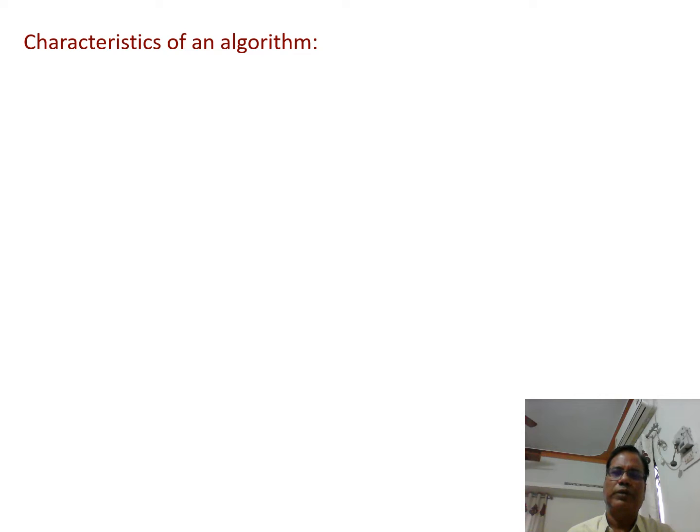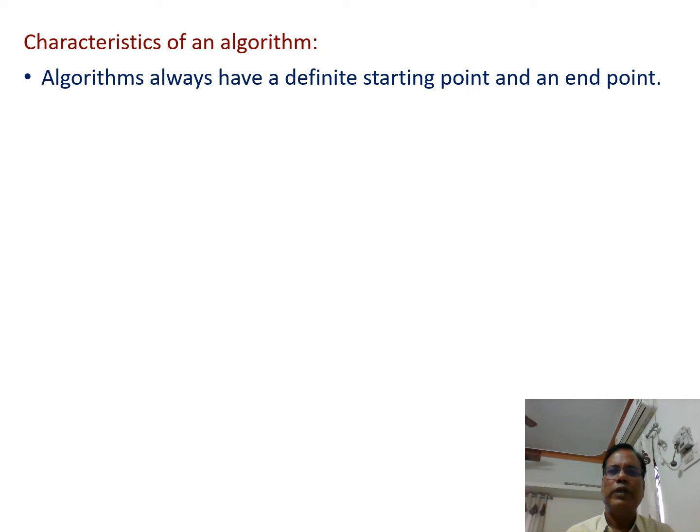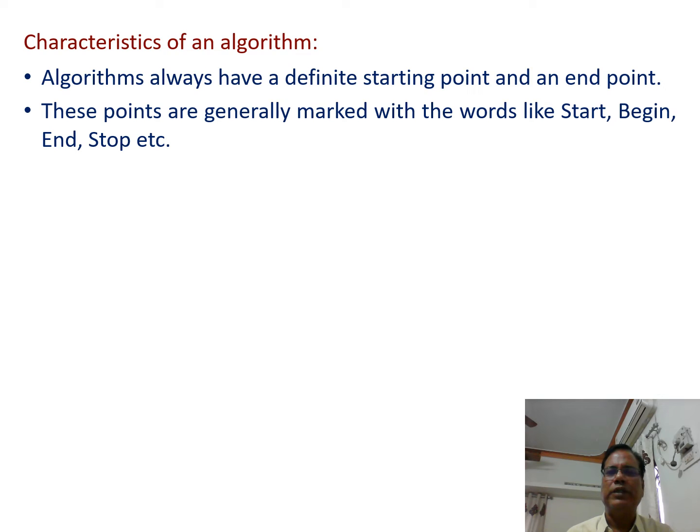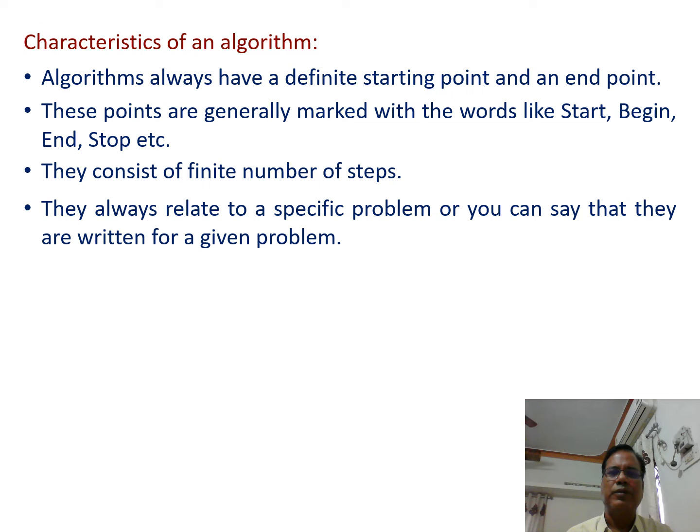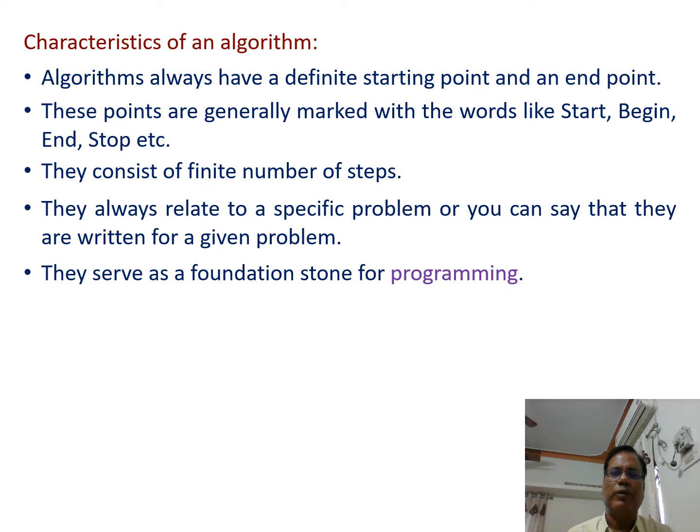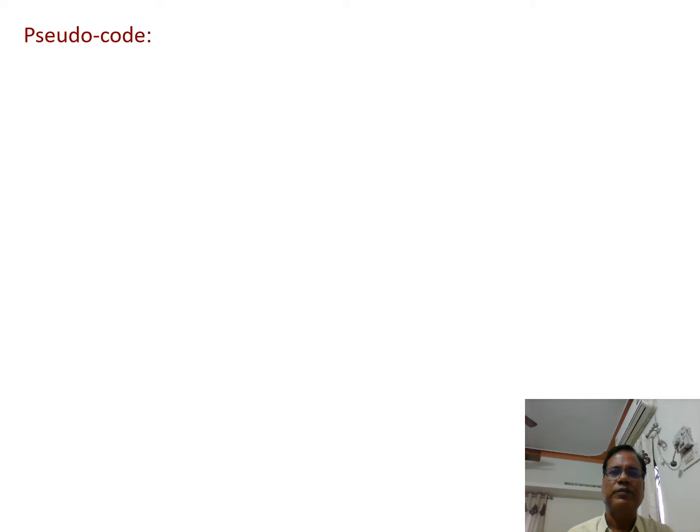Characteristics of an algorithm. Algorithms always have a definite starting point and end point. These points are generally marked with words like start, begin, end, stop, etc. They consist of a finite number of steps. They always refer to a specific problem, or you can say that they are written for a given problem. They serve as a foundation stone for programming. They are written in easy language.